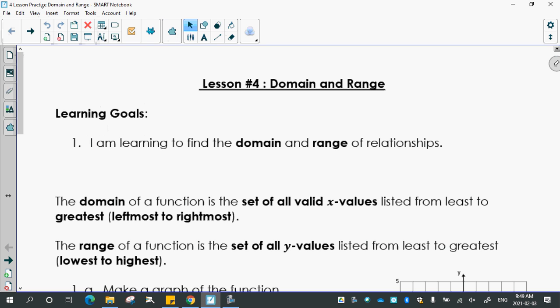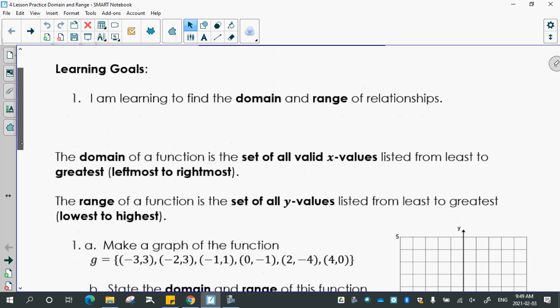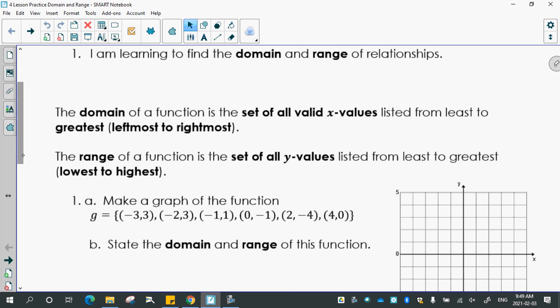Okay. So our learning goals are to find the domain and range of relationships. The domain of a function is the set of all valid x values listed from least to greatest, or leftmost to rightmost. And the range of a function is the set of all y values listed from the least to greatest, lowest to highest. Remember, x's are found on the x-axis, and the corresponding y's are on the graph. Keep that in mind as well.